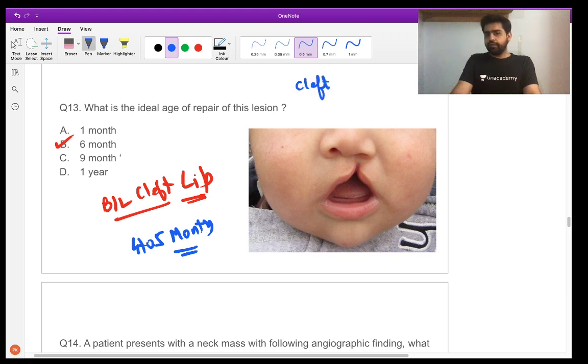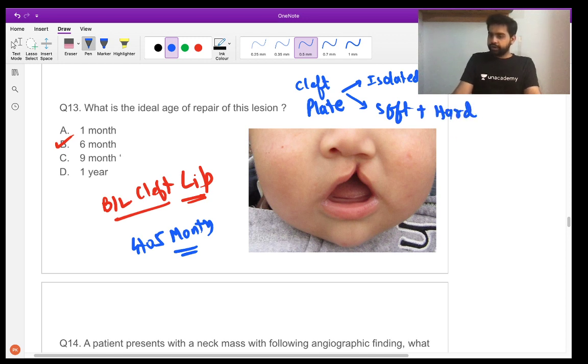Now understand one thing, whenever you have a cleft palate, you may have a cleft of the hard palate or the soft palate, or maybe both, soft plus hard. So let me ask you, if you have an isolated soft palate, or if you have a soft plus hard palate. First tell me, isolated soft palate, when will you correct this?